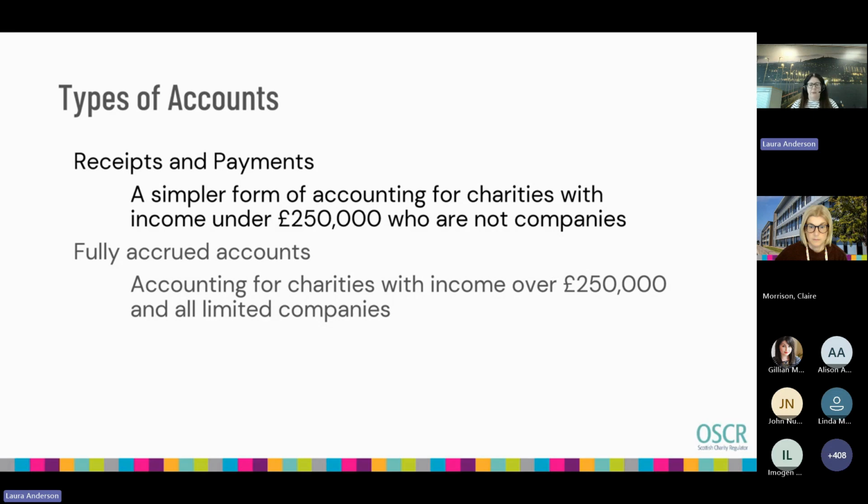Now, where fully accrued accounts are prepared, then they have to be examined by a qualified independent examiner, regardless of the income level. So broadly speaking, what that means is that you have to use an independent examiner who is a qualified accountant if you're having fully accrued accounts prepared. The accountant who independently examines the accounts will be able to help you if you need that assistance in ensuring that your accounts are presented in the correct format and they meet the requirements of the charity SORP. But for the purposes of today's webinar, largely what we're going to focus on is the preparation of receipts and payments accounts because most smaller charities are eligible to prepare those and they choose to prepare those.